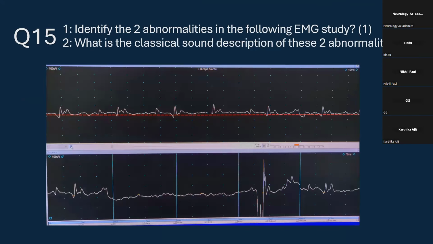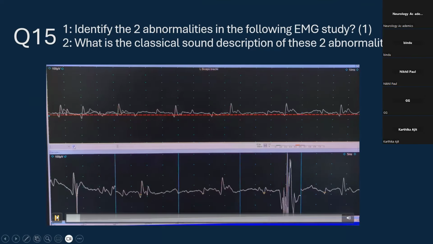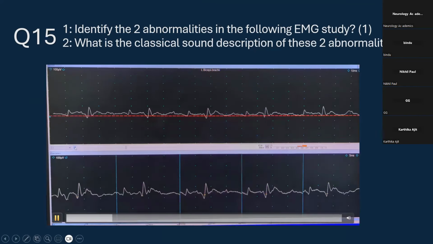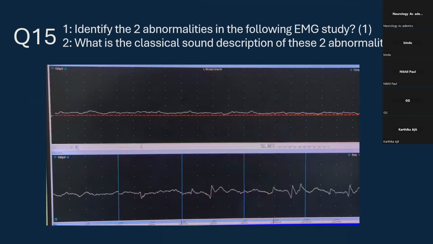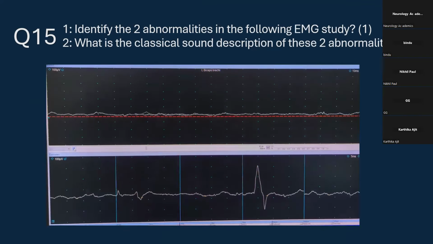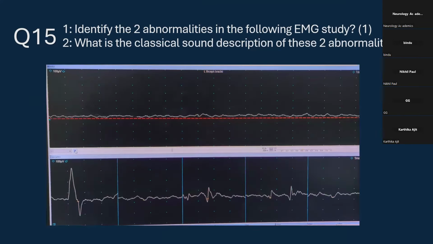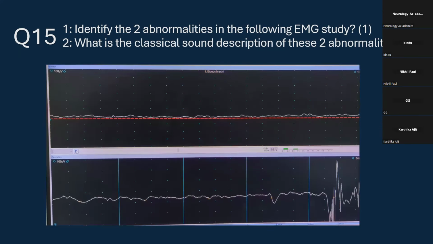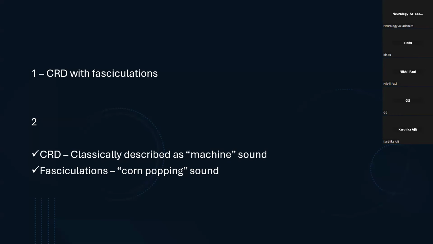So question 5 was to identify the two abnormalities in this following EMG study, and what is the classically described sound. We have a continuous machinery type of sound, and in between we have this popping type of sound. So it is CRD with fasciculations. CRD is classically described as a machine sound and fasciculations as a corn popping sound.